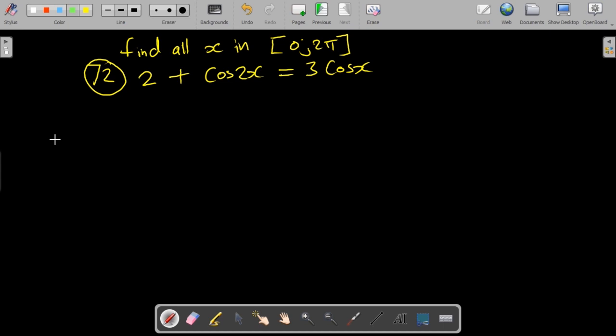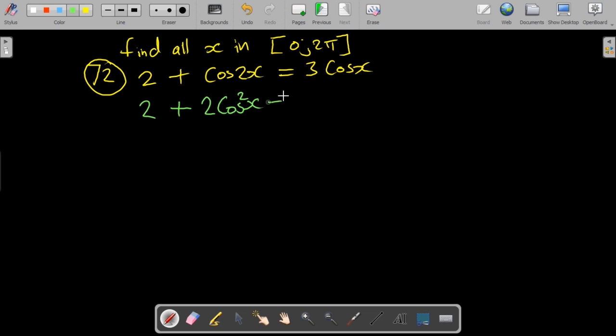So I'm asked to find all x in this region between 0 and 2 pi inclusive. And to kick us off, this is an identity. It's the double angle identity for cosine, and I have another cosine on this side. So I'd rather convert this to its equivalent form that only has a cosine, and this is where I'm going with this.